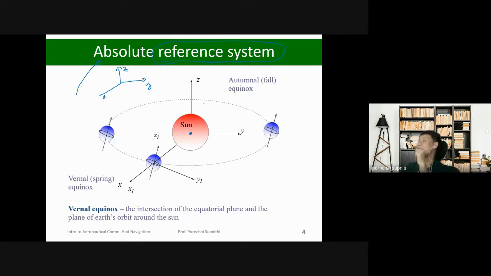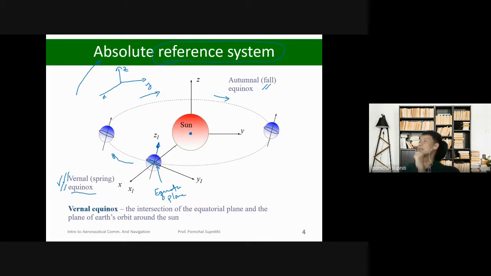So if we look at our universe and think about the sun as the center of the universe, our Earth rotates around the sun, right? Whenever it rotates, in certain positions we are at the spring equinox and fall equinox. Equinox means that our Earth, which has a tilt angle, is not straight up. Whenever this equator plane is perpendicular to the sun, we call it equinox.